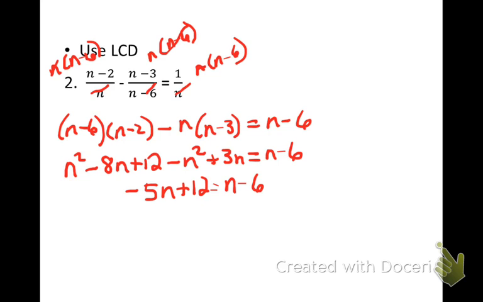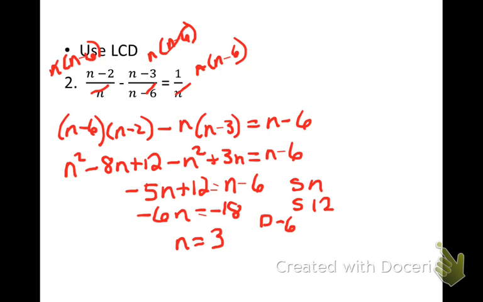Since my n squared terms did subtract away, I now have a linear equation again. So I need to get my n's to one side, so I'm going to subtract n. At the same time, I'm going to get my 12 to the right, so I'm going to subtract 12. Subtracting n, I get negative 6n. If I subtract 12, I get negative 18. My last step would be to divide by negative 6 and get n equals 3.